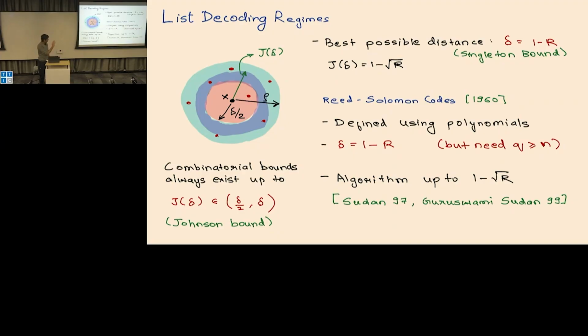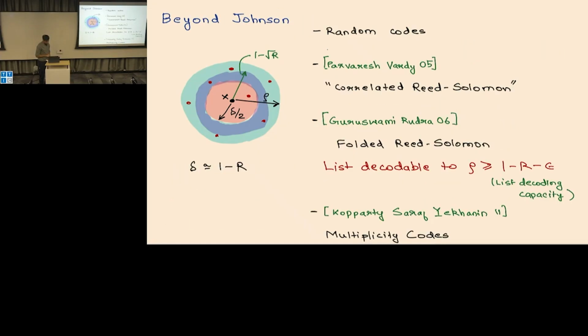I just mentioned them to say that, okay, these parameters are achievable and this is doable. In fact, there are codes which can go beyond the Johnson bound, and these are again defined using polynomials, so-called correlated Reed-Solomon or folded Reed-Solomon codes. In fact, folded Reed-Solomon codes do something even more interesting, you can go all the way up to the distance 1 minus r, which is the maximum possible distance, and again up to epsilon.